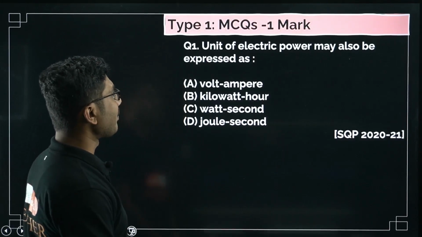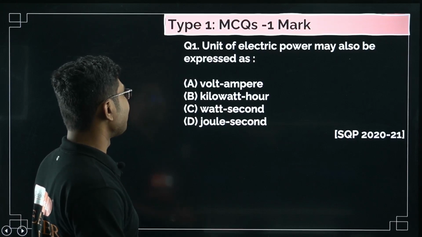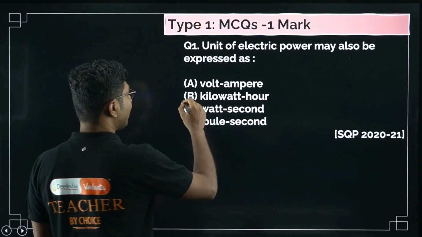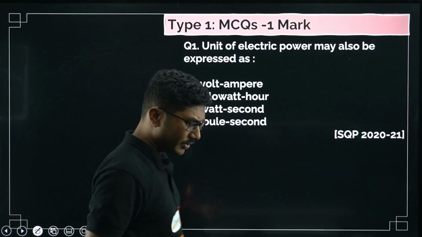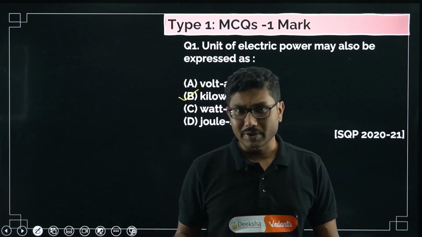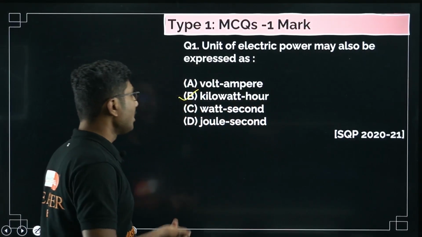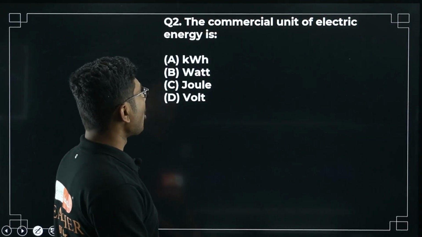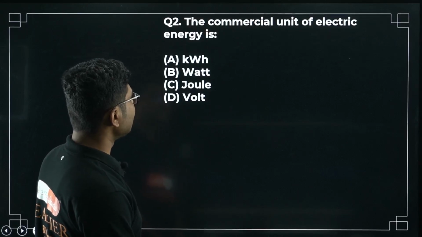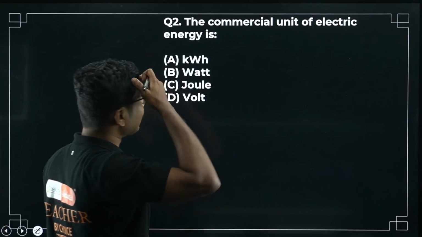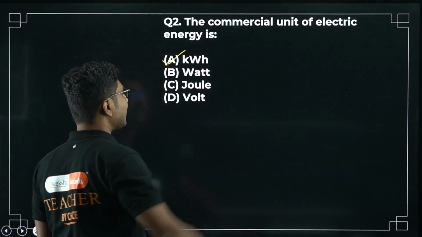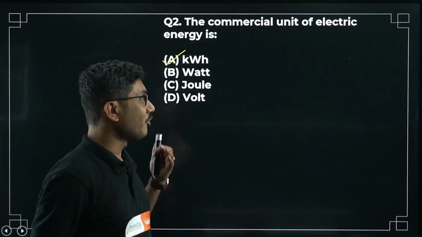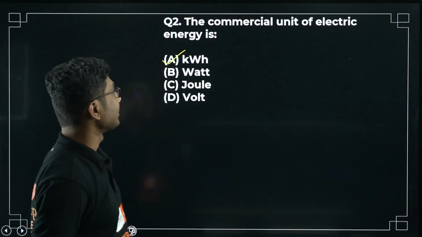Unit of electric power may also be expressed as... kilowatt hour. Kilowatt hour is the common unit of electric energy consumed in our household. Next: the commercial unit of electric energy is... again kilowatt hour, that is the same answer. The question form is different but it is the same question.